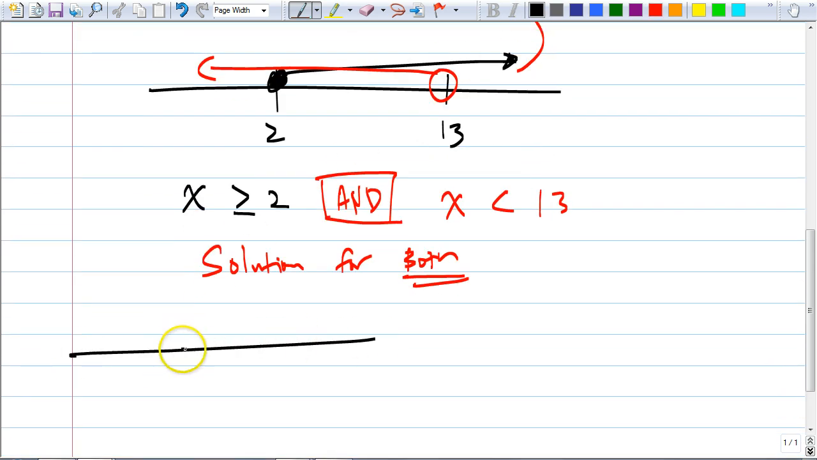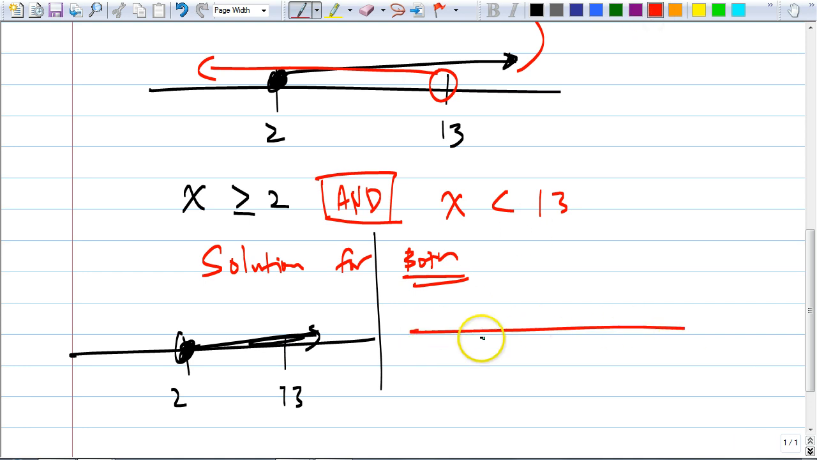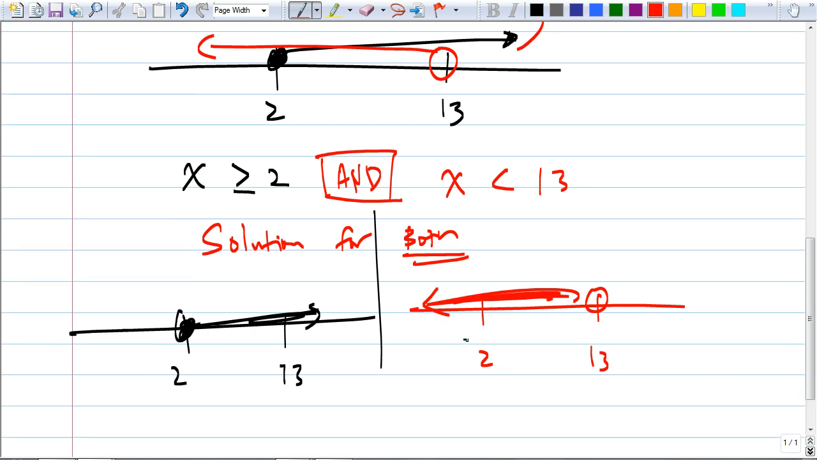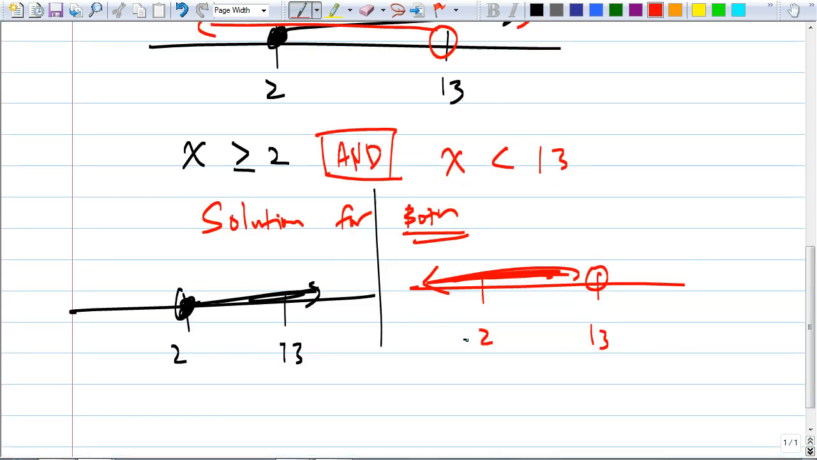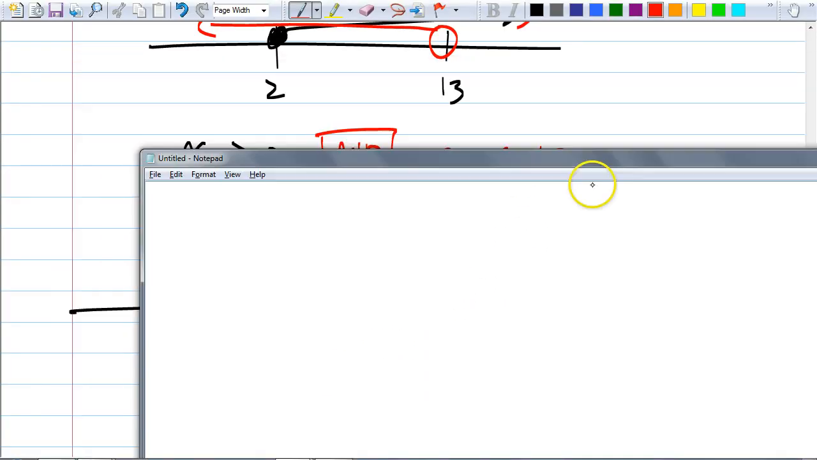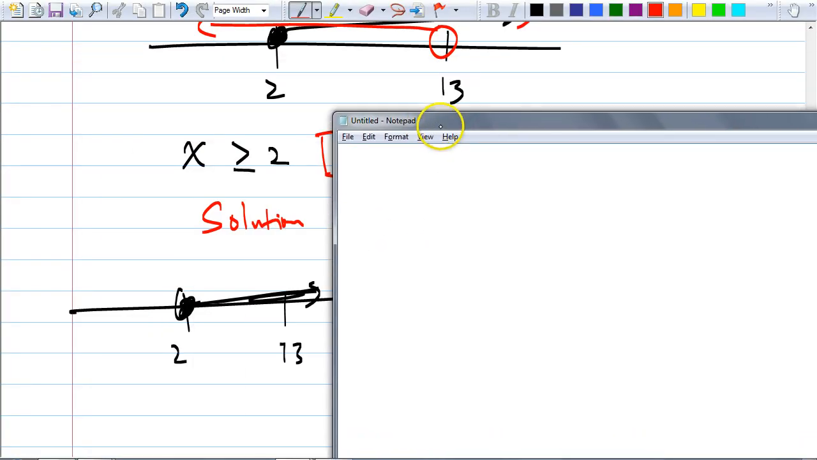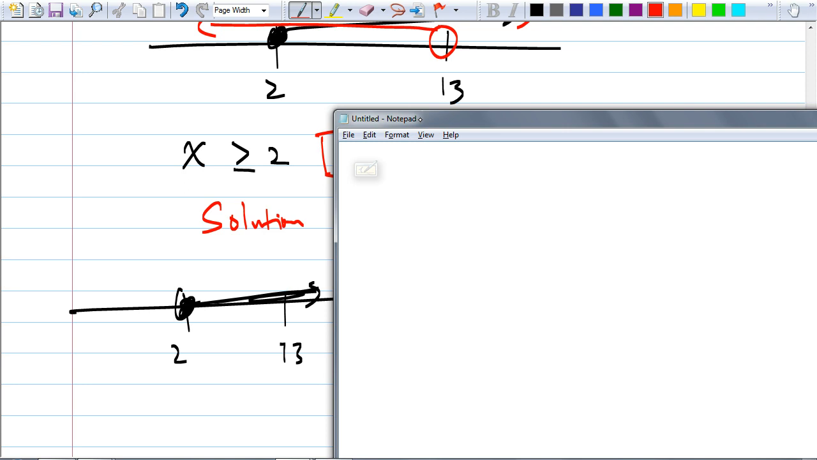Let's look at the black. Here's 2, here's 13, right? It goes to the right side of this. Here's one inequality, right? Let me show you the red one. The red one looks something like this. Here's 2, here's 13, and it goes to the left. What are the solutions for the black one only? Let's say that I'm just looking at this inequality by itself. Okay, let's just look at this one: x greater than or equal to 2. Can somebody tell me what the solution for this inequality looks like?